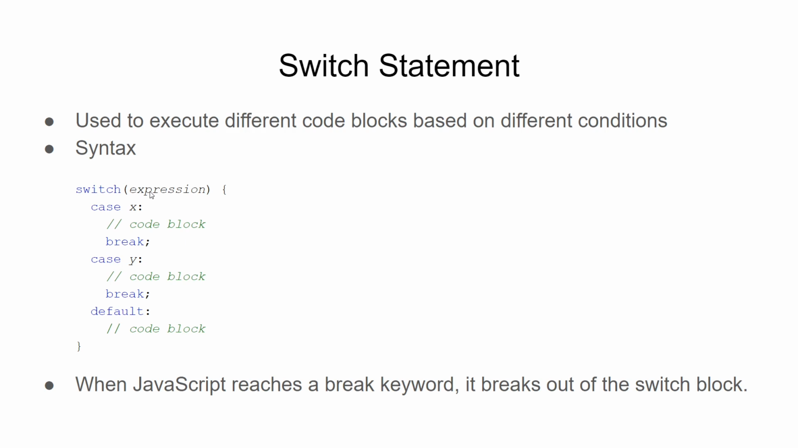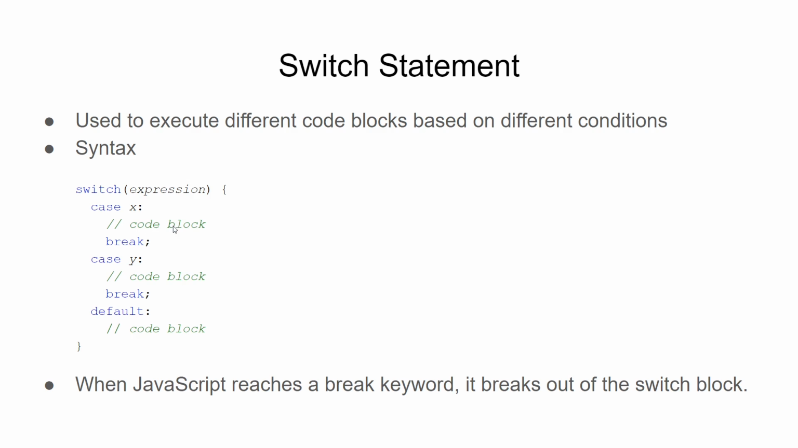Now if the expression matches the value of X, it will execute this code and then hit the break statement and come out. But if it matches the value of Y, then it will execute this statement instead and then come to the break statement and come out. If the expression matches neither X nor Y, then it will execute the default piece of code and come out.